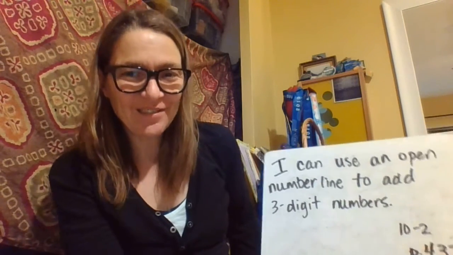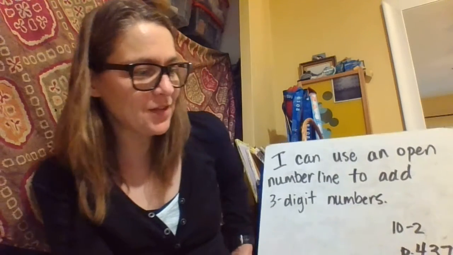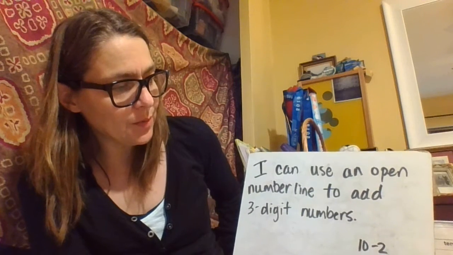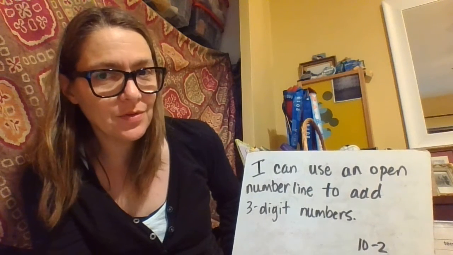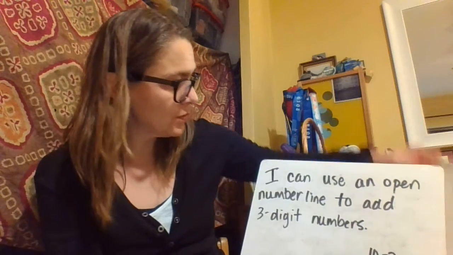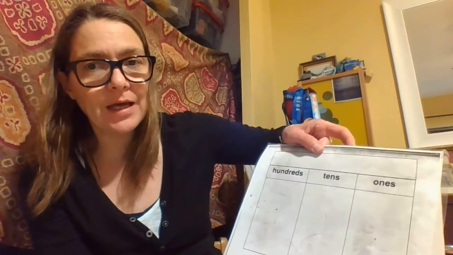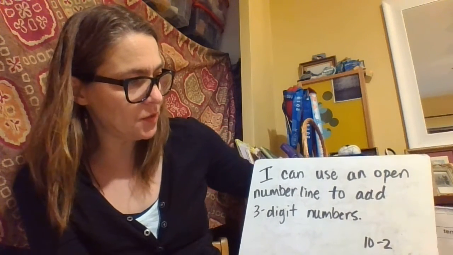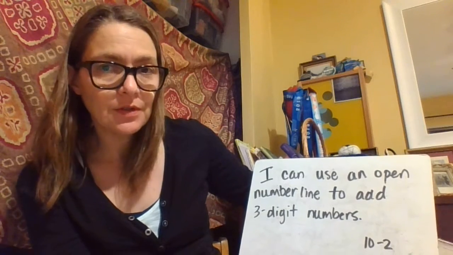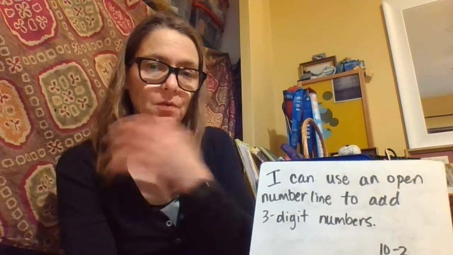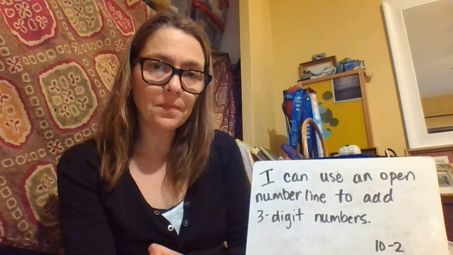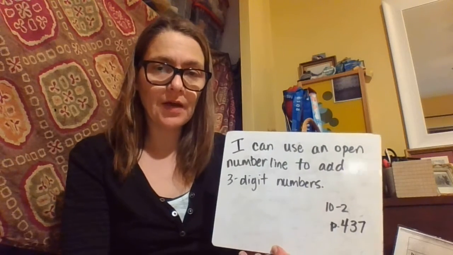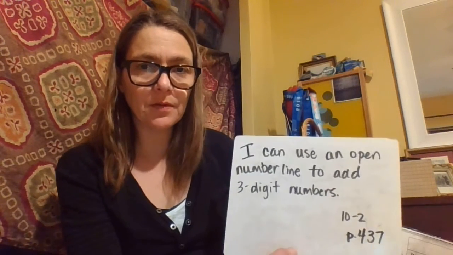Okay, let's get started. Read with me or read on your own at the top of page 437. I can use an open number line to add three-digit numbers. Three-digit numbers. So we've got hundreds, tens, and ones to add. Okay, one more time. I can use an open number line to add three-digit numbers. Now the number line is a model. You're making a model, just like drawing the base 10 blocks or showing the base 10 blocks. The value with the base 10 blocks is also a model.